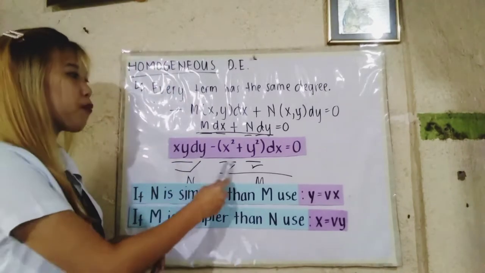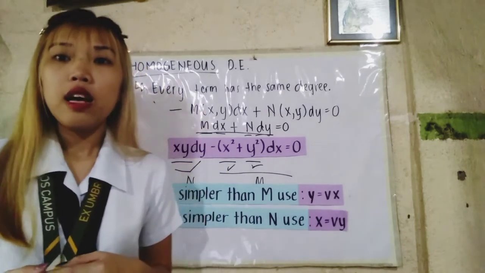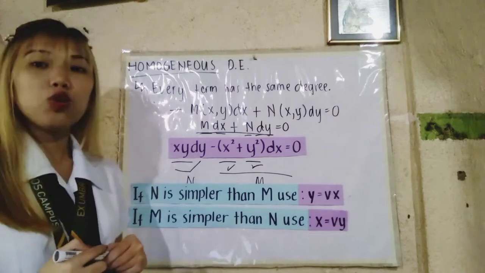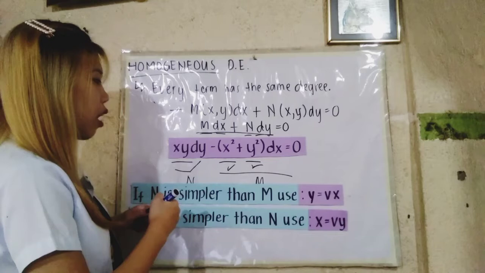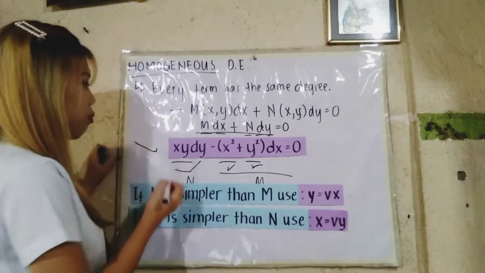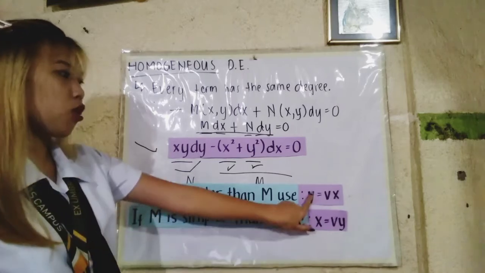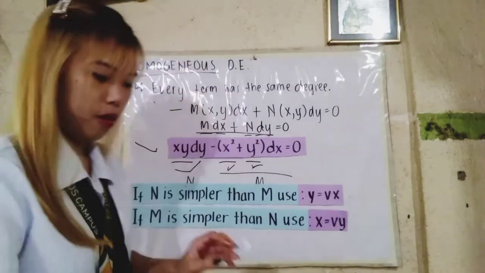So, dito, sa example natin kanina, yung xy dy minus x squared plus y squared dx, una nating titingnan dyan, bago nating isolve, is kung ano yung mas madali. Much simpler. So, ito, yung xy dy, ito yung madaling term. So, yung gagamitin natin dyan na pang-substitute is itong y equal to vx. So, let's have an example.